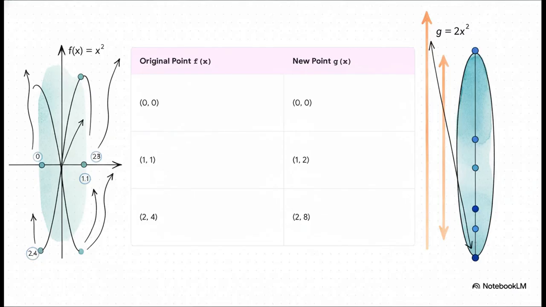Let's start with a basic parabola, f of x equals x squared. Now, if we want to graph g of x equals 2 times x squared, our a value is just 2. So we take our key points and we just multiply their y values by 2. The point (1, 1) becomes (1, 2). The point (2, 4) shoots all the way up to (2, 8). See? The graph just gets twice as tall, way faster.